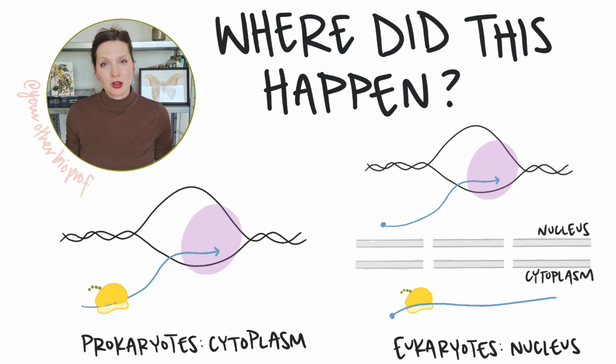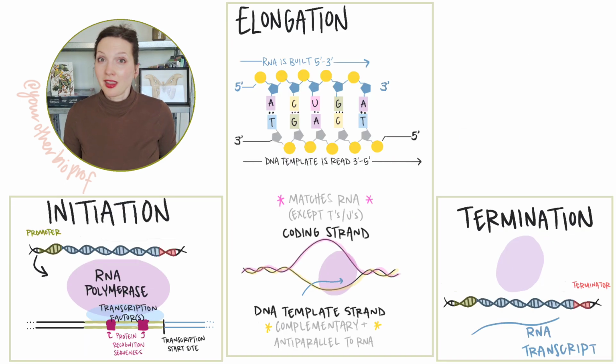In eukaryotes, the processes are separated. Transcription happens in the nucleus, where the DNA is, and mRNAs have to be completed, modified, and exported to the cytoplasm for translation. All right, let it all soak in.